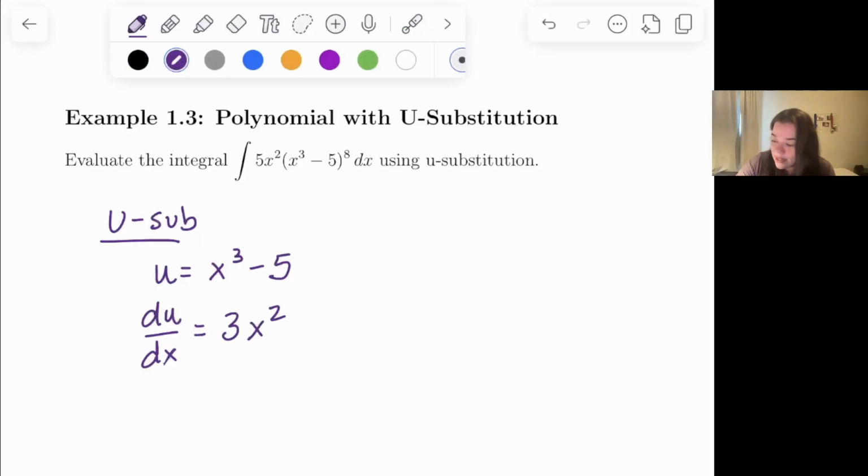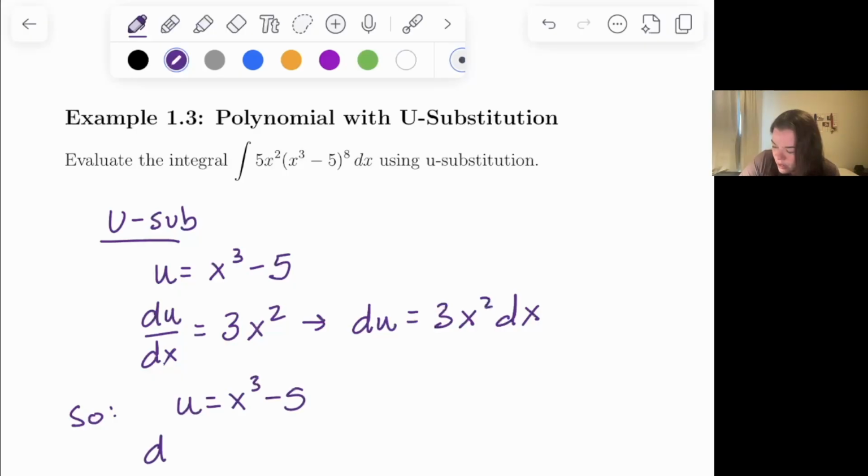Now remember I said we're going to take that extra step of moving that dx to the other side. Some of you are going to eventually stop showing the intermediary step and you're just going to jump straight to this. So I'm just going to put those next to each other. U is equal to x to the third minus 5. Du is going to equal 3x squared dx.